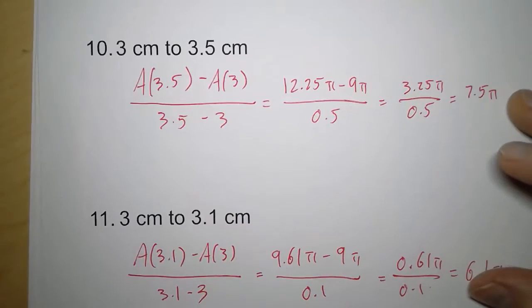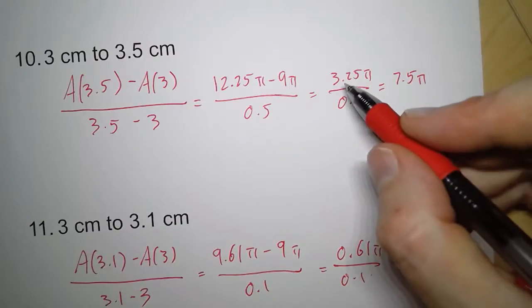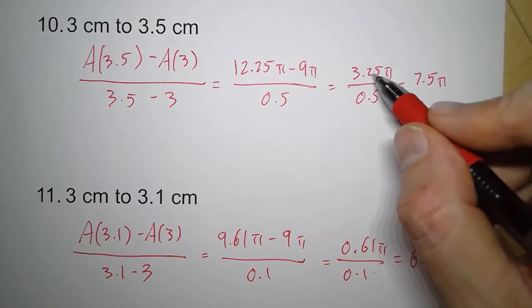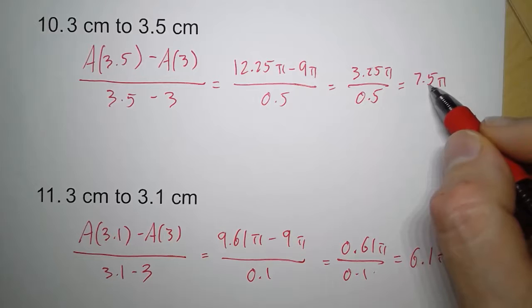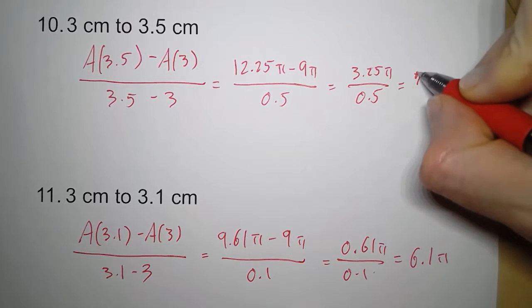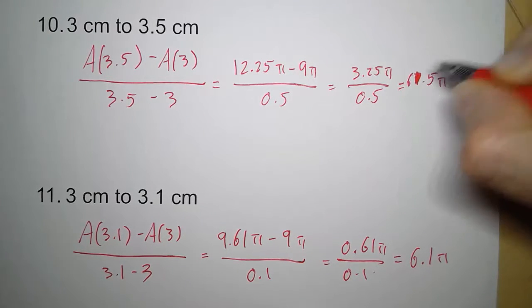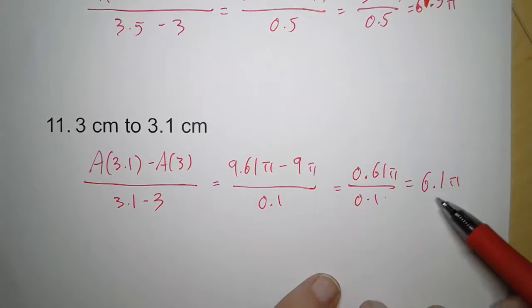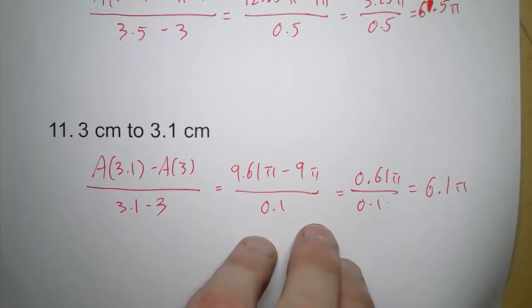And actually looking back, that was a mistake. Instead of dividing by 0.5, I multiplied by 2. When you multiply 0.25 by 2, you get 0.5. But 3 times 2 is not 7, it's 6. So this should be 6.5 pi. And that should be 6.1 pi.